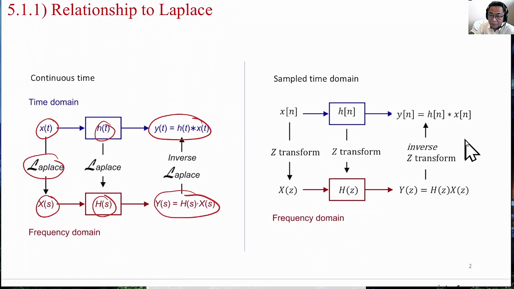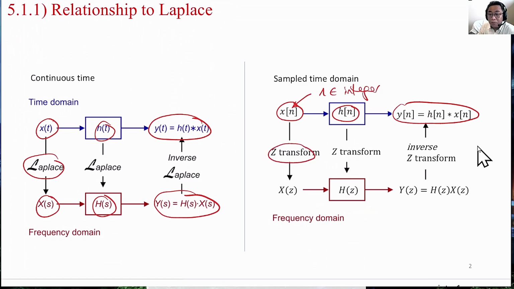So what about the Z transform? Similarly, if we have the system x[n], which is the input, going into a discrete time system h[n], then the output is still a convolution between h[n] and x[n]. Here, remember, we are now in discrete time, where n belongs to integer values.